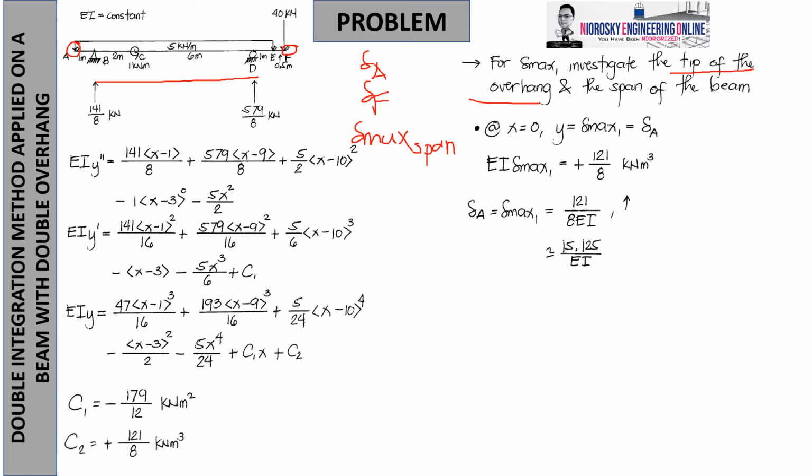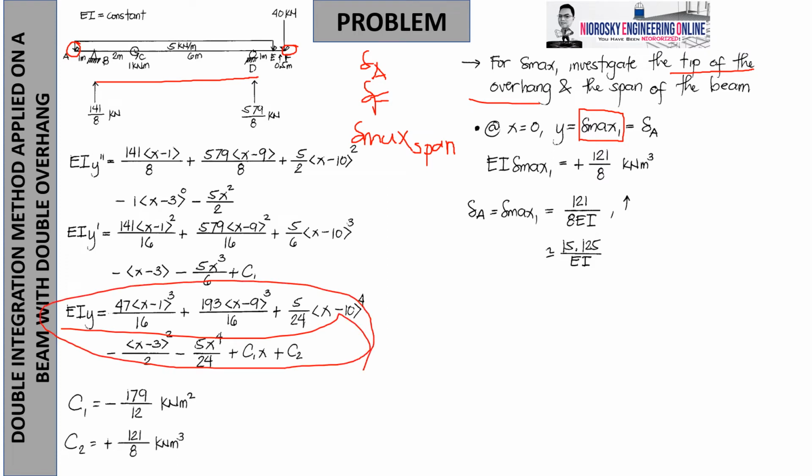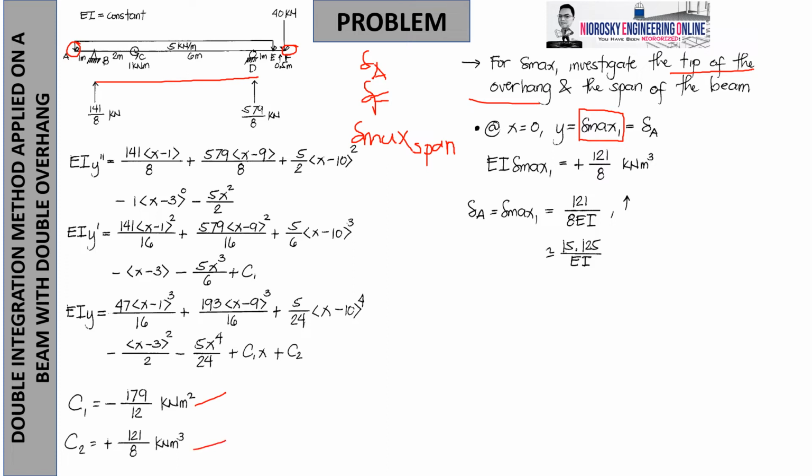Now, let us evaluate point A as the tip. At x is 0, that is delta at A, no? At y is equal to delta max 1. I use delta max 1 to denote that it is only a candidate of maximum deflection. So, if I'm going to use this full EIY equation, noting that we already have the C1 and C2 values, we can say that EIY is just the value of C2 since all of these terms will become 0 when we substitute x is 0. Okay? Notice that it is positive, meaning it is going up. So in a rounded value, it is 15.125 over EI, or in fraction, 121 over 8 EI. So this will be just a candidate for our maximum deflection.